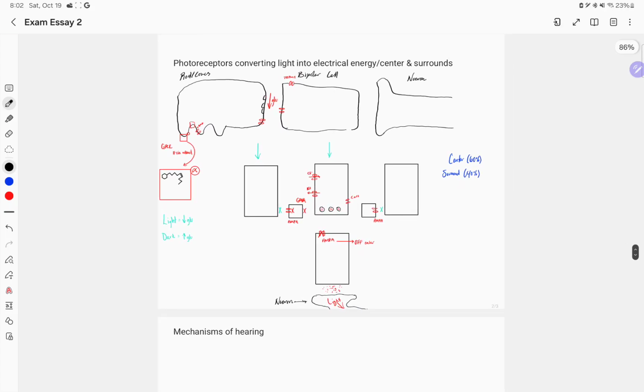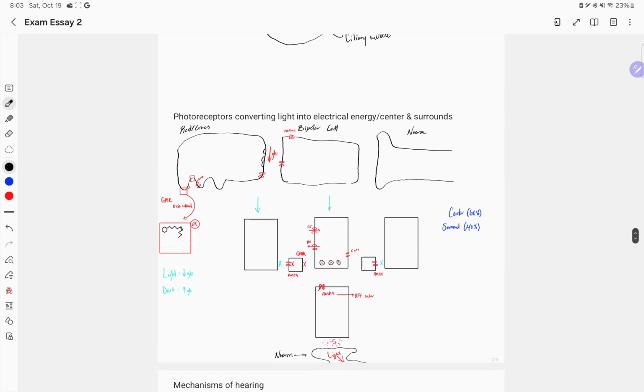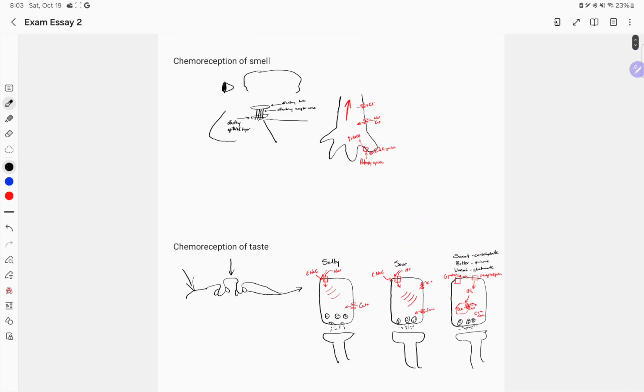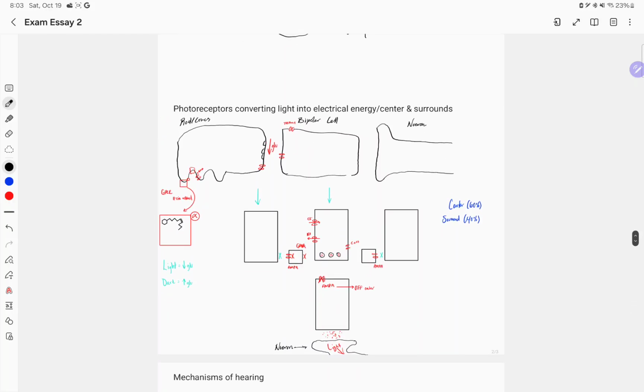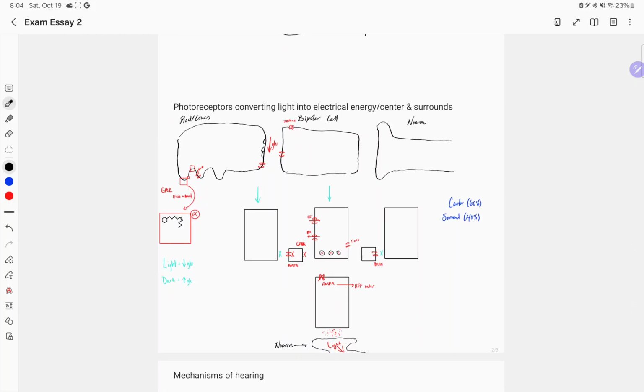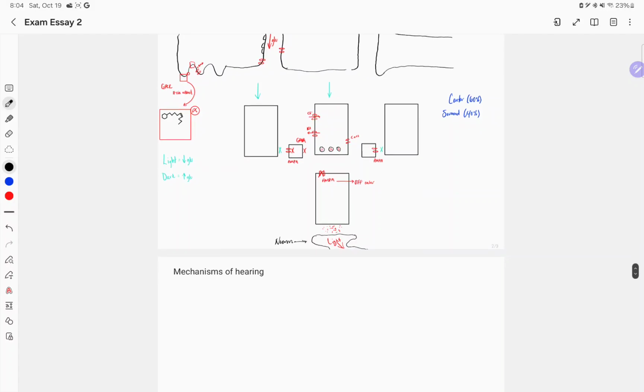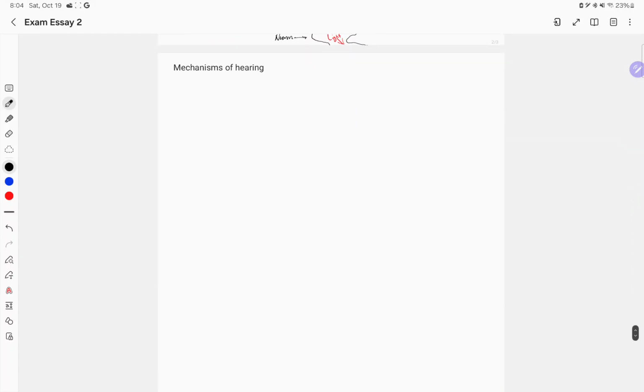So there you have it. That's how photoreceptors convert light into electrical energy, and the difference between on and off center and surrounds for photoreceptors. So that's been pretty fun so far. Okay. So now let's go ahead and take a look at the mechanisms of hearing, and this will wrap up our video today. I'll try to get through this as quickly as possible for you.